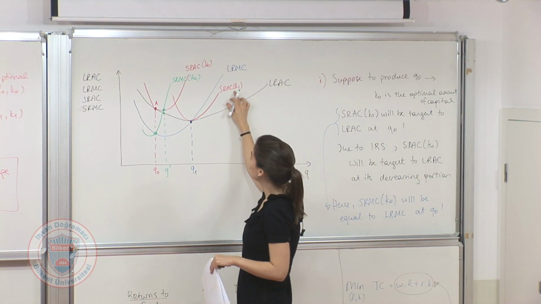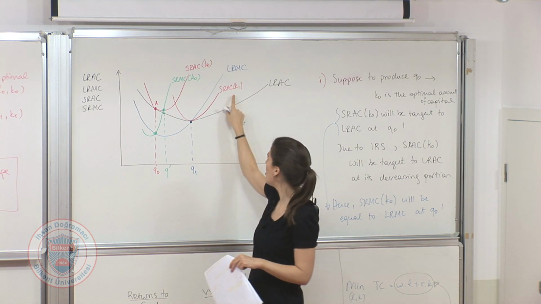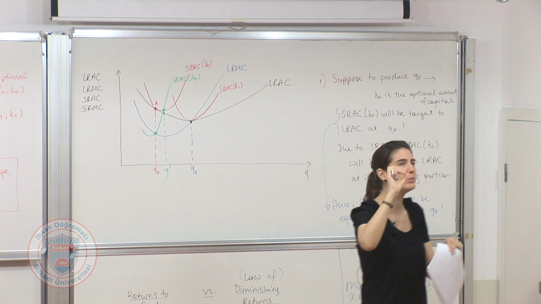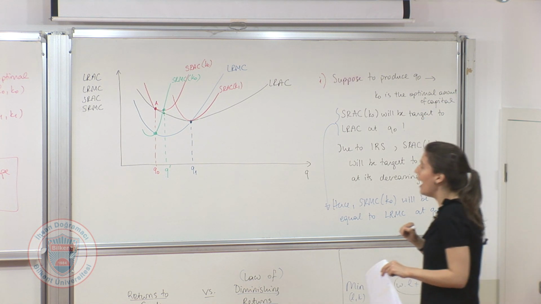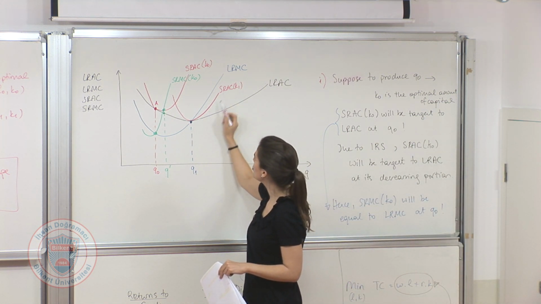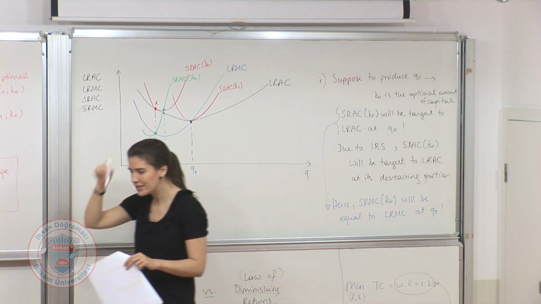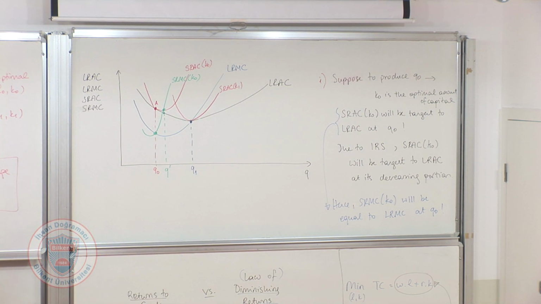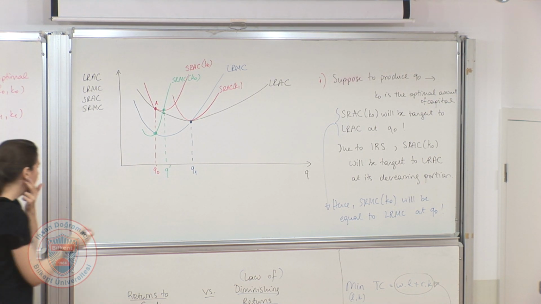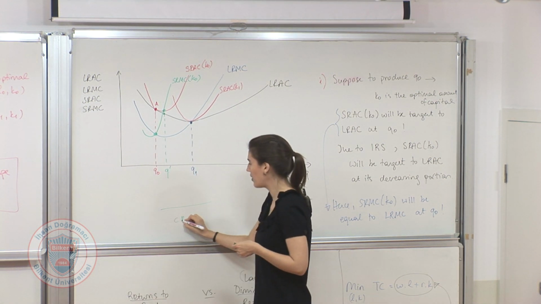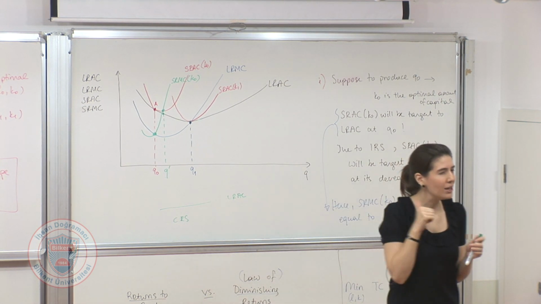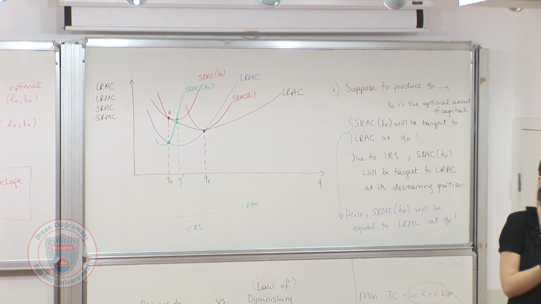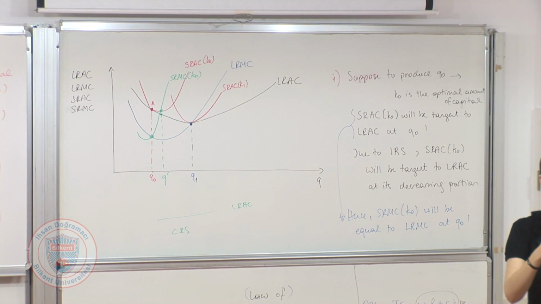Then this short-run average cost curve, suppose K1 is the optimal amount of capital in order to produce Q1 level of output. And at this point, the short-run average cost curve is going to touch the long-run average cost curve at its minimum, okay? Suppose there is constant returns to scale on this portion, and this is the long-run average cost curve. What can I say actually about the short-run average cost curves and the long-run average cost curve?